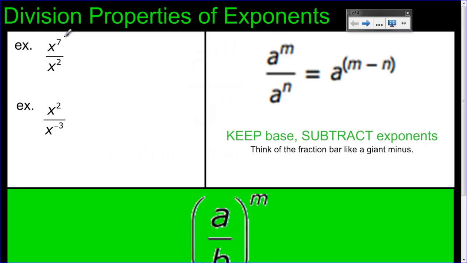This one right here, I have x to the 7th over x squared. If I'm going to do that, what I have to do is keep my base, which is x, and subtract the exponents. 7 minus 2 becomes x to the 5th.